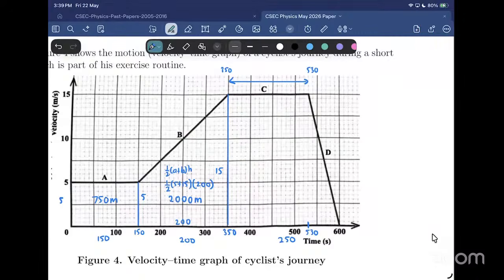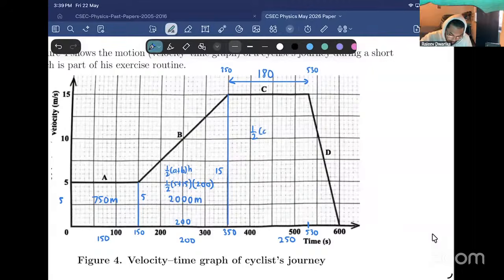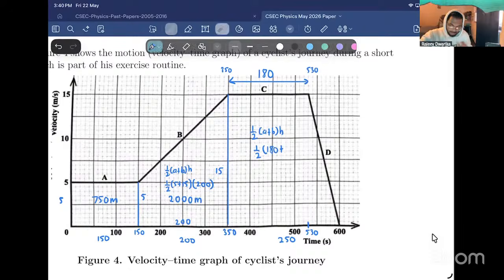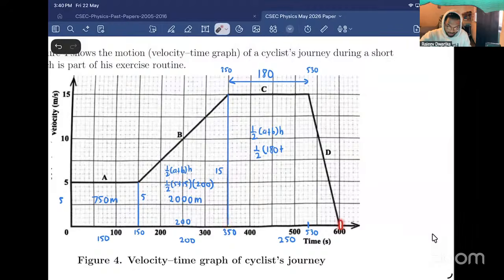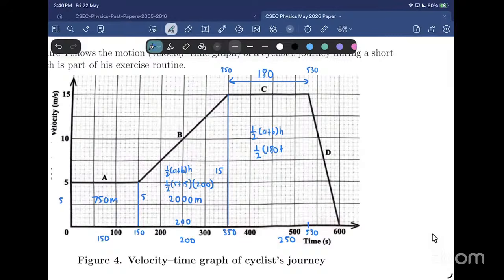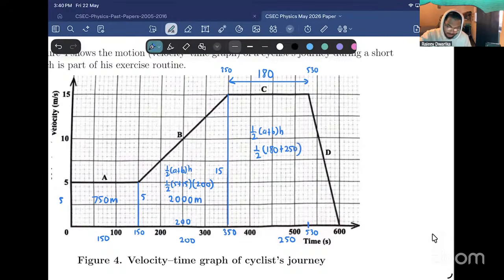Come on fast, guys. 180. What's the difference? 180. So now we could use the same half (A plus B) by height. My two parallel sides are the 180 and the what? 250. It's a bit hard to see, right? But the difference between 350 and 600 was the 250 we found over here. So 180 plus 250, and I'm going to be multiplying that by the height.